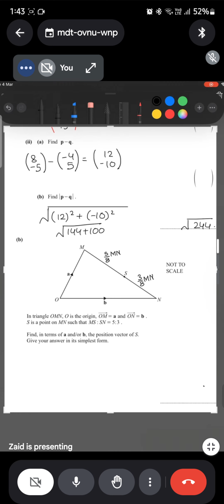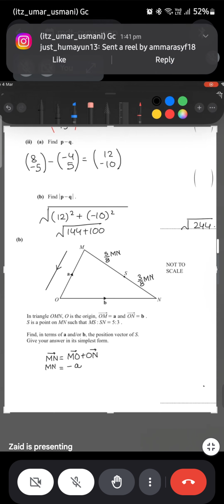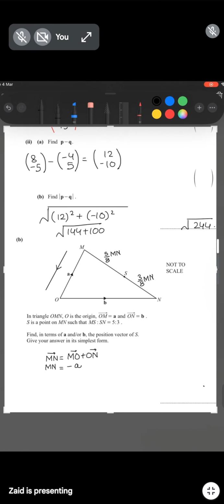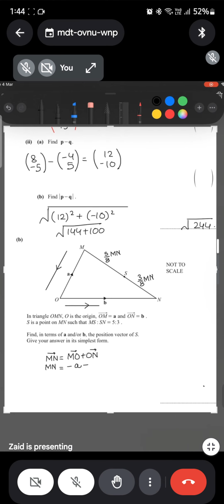And now let's try to figure out what MN is. So we can simply find MN. Make an expression for MN. So MN is going to be MO plus ON. MO is basically the other way around, like this, negative A. And ON is basically when you're moving this way, so it's B. Okay, so this is MN. So my dear students, MS is 5 upon 8 of minus A plus B. And NS is going to be 3 upon 8 of minus A plus B.